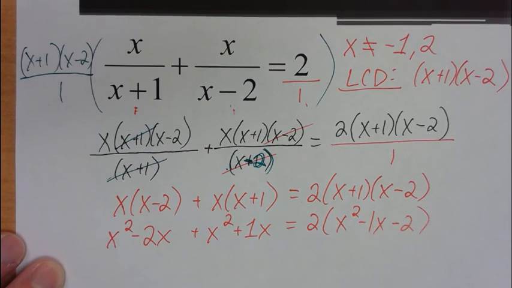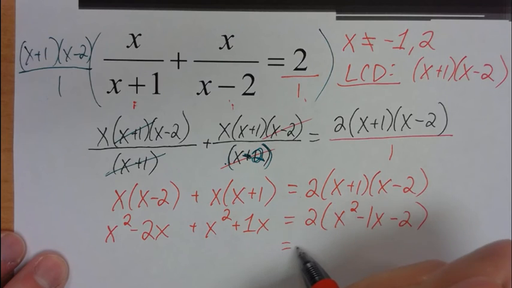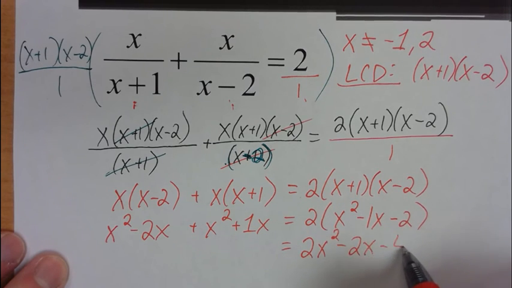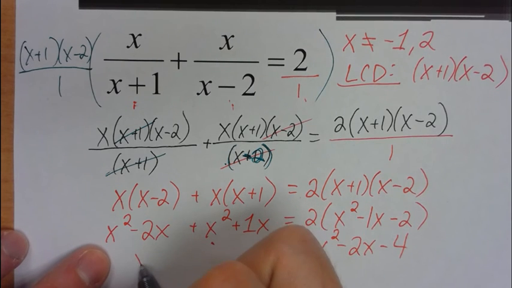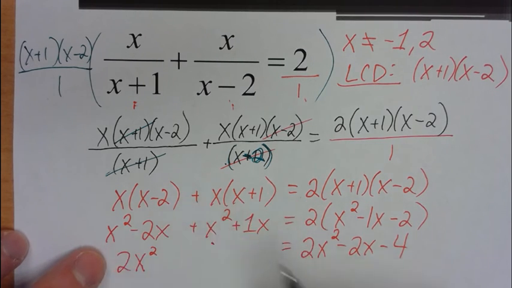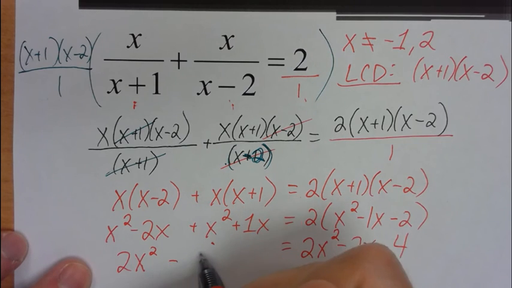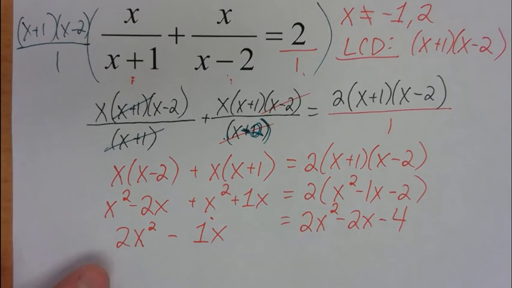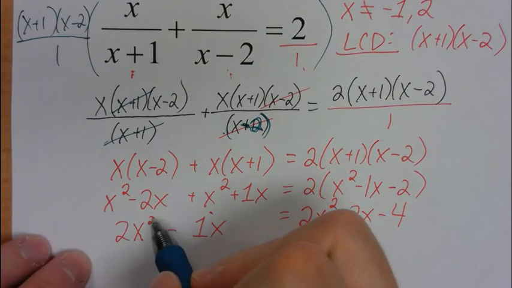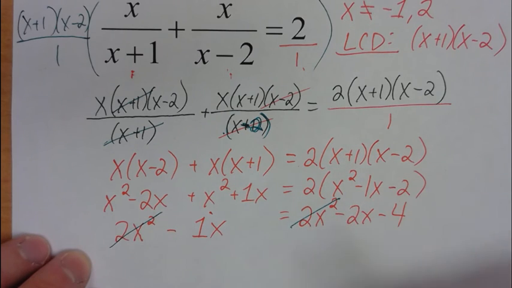So we have that. And then we have 2x squared minus 2x minus 4. And then we can just combine like terms over here. So that would give us 2x squared and then minus 1x. All right, so lucky for us, we can see we have a 2x squared on both sides. So no quadratic solving for us this problem.